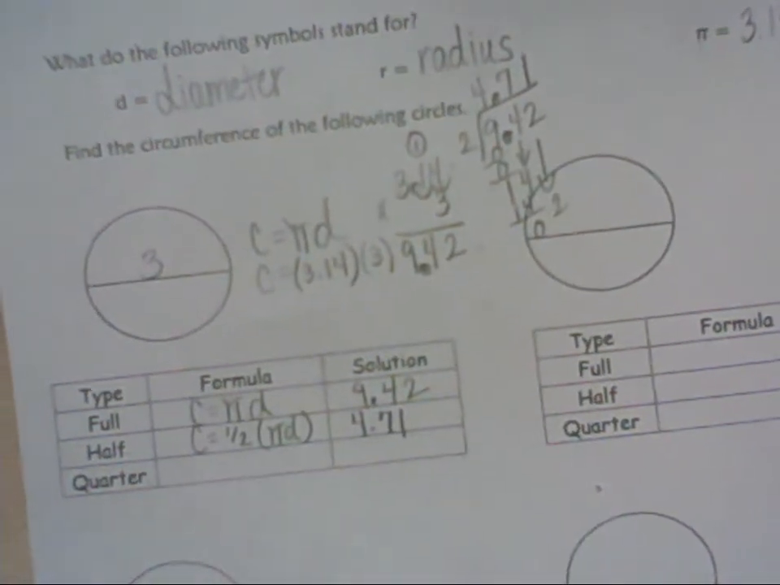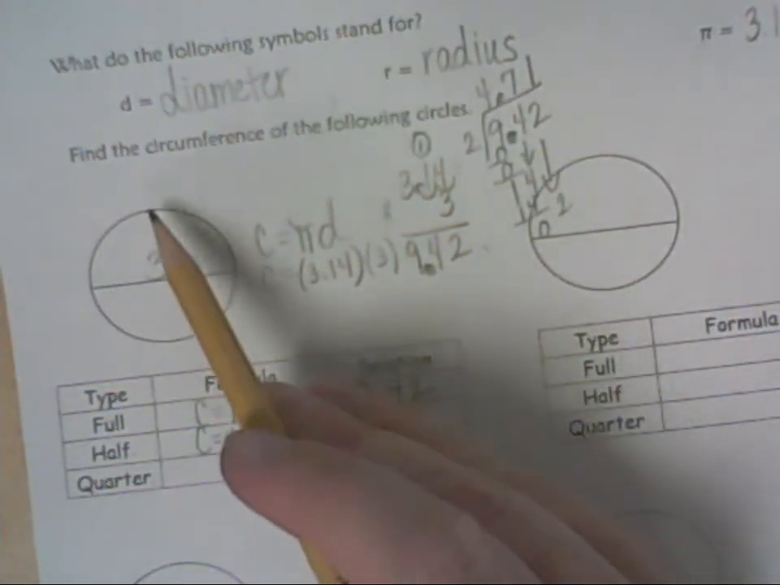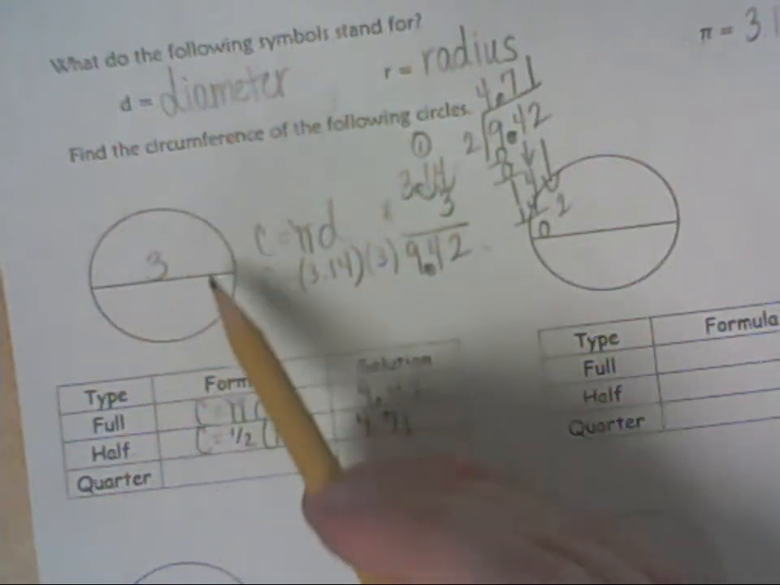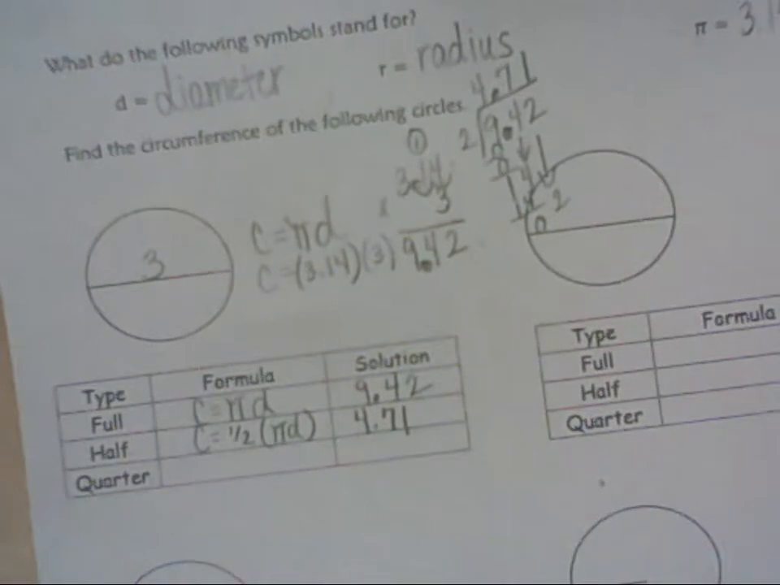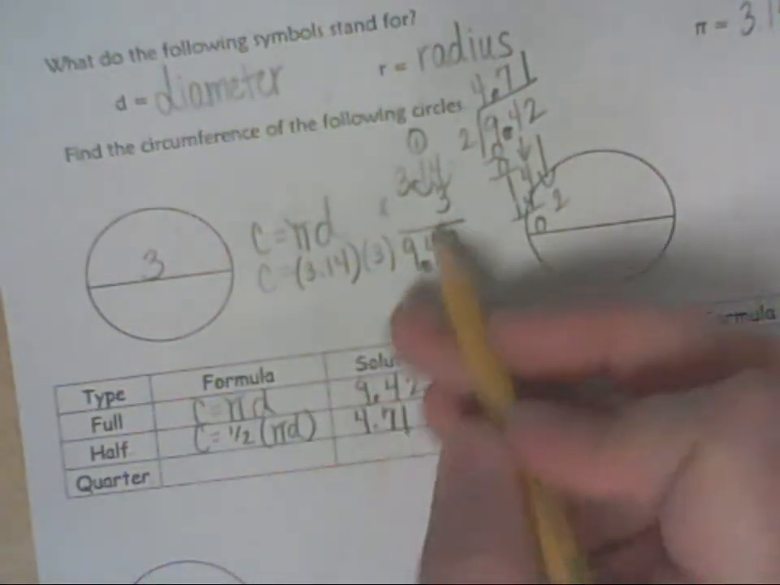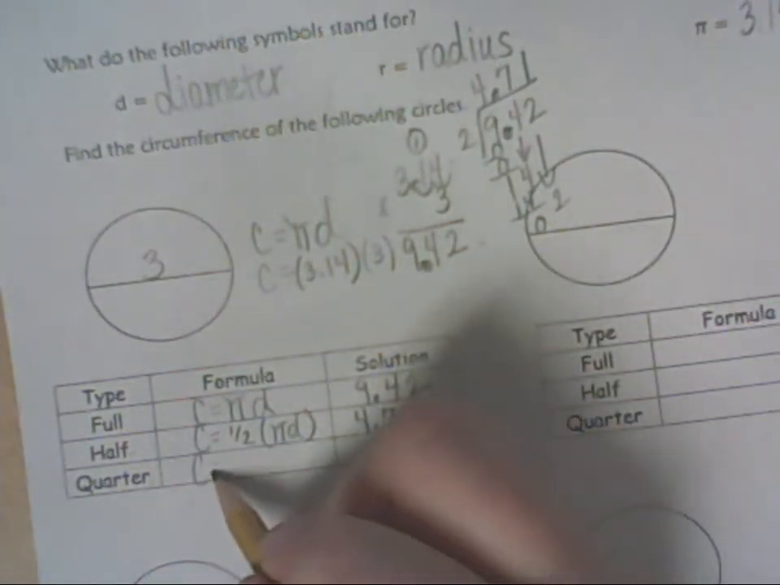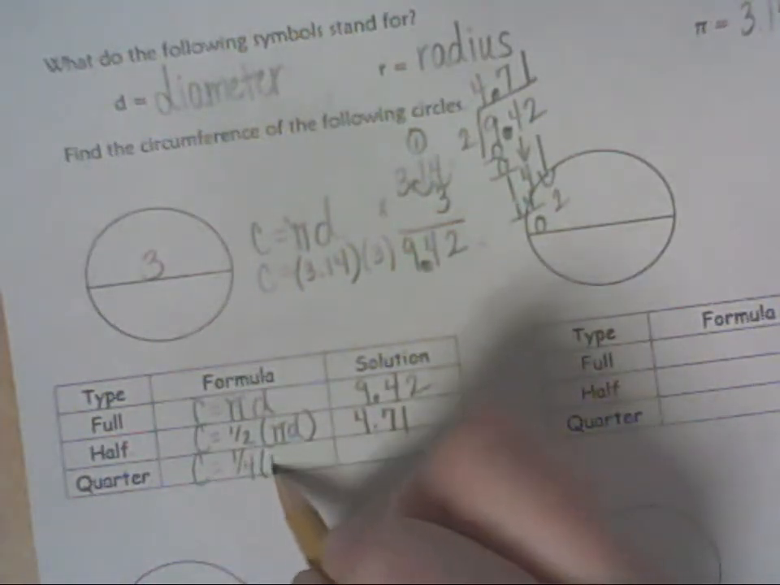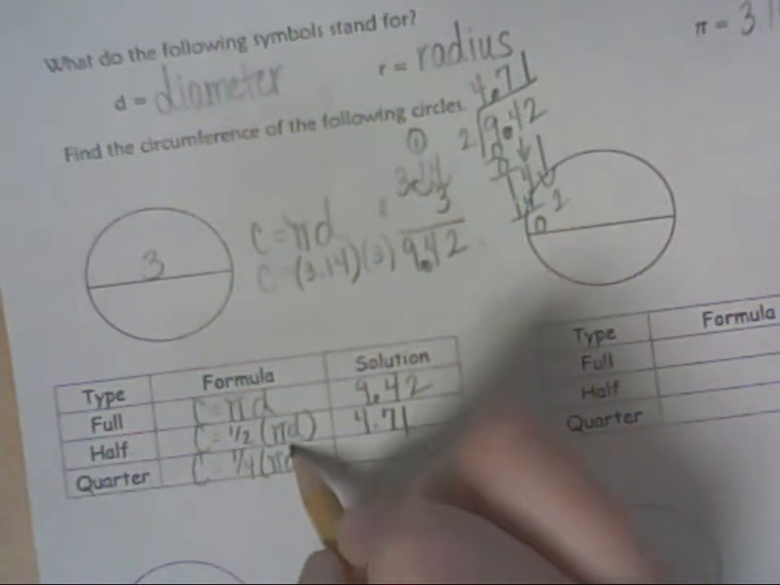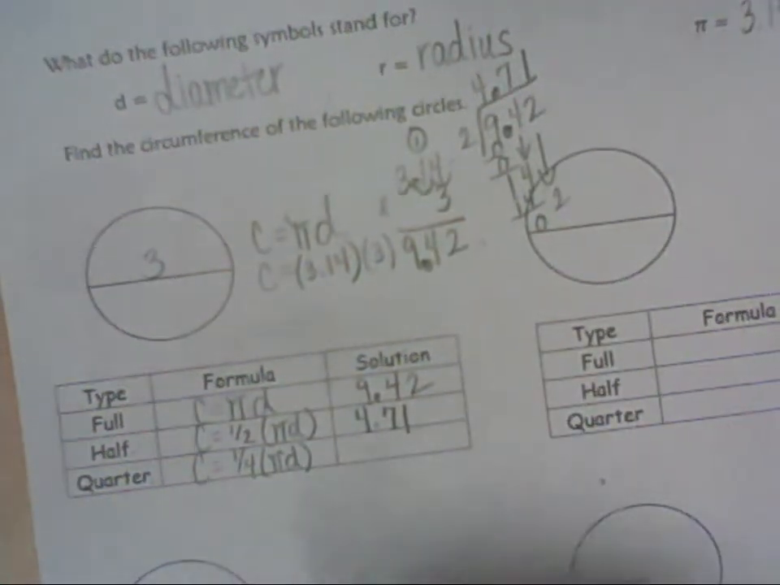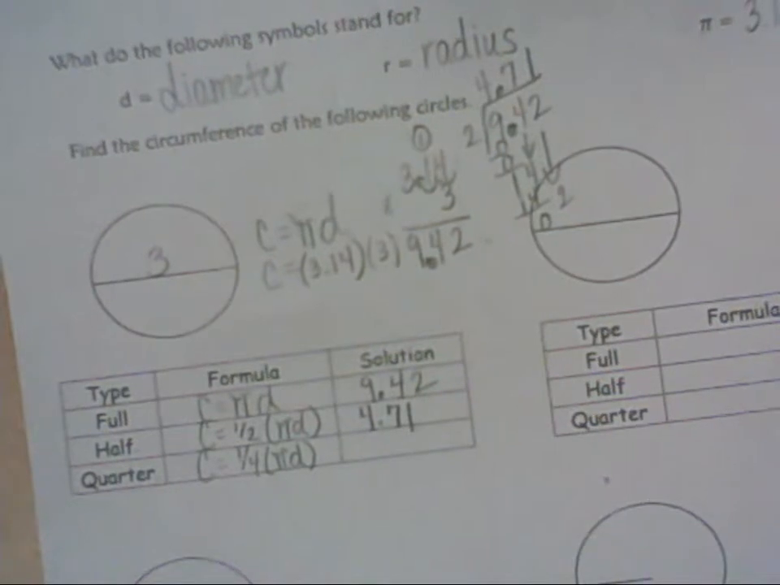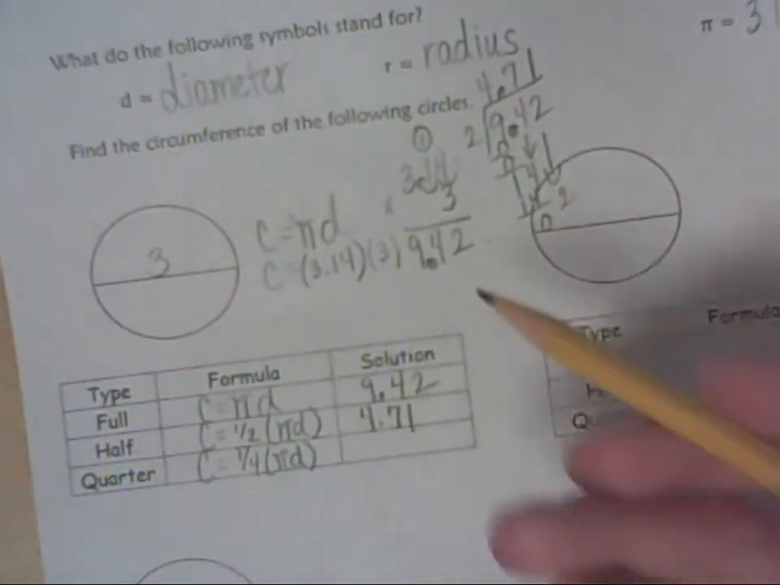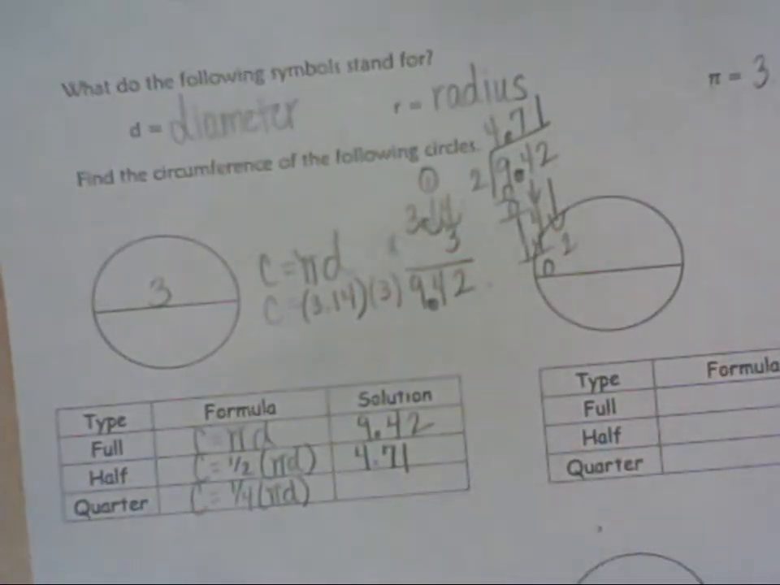Now, sometimes instead of a semicircle, which is half of a circle, it's going to have a quarter circle. A quarter circle is if we took this and cut it in quarters. Quarters means there would be 4 sections in this circle, okay? So instead of doing a half this time, we're going to take our pi times diameter, and we are going to divide by 4. And remember, dividing by 4 is the same as multiplying by a quarter.